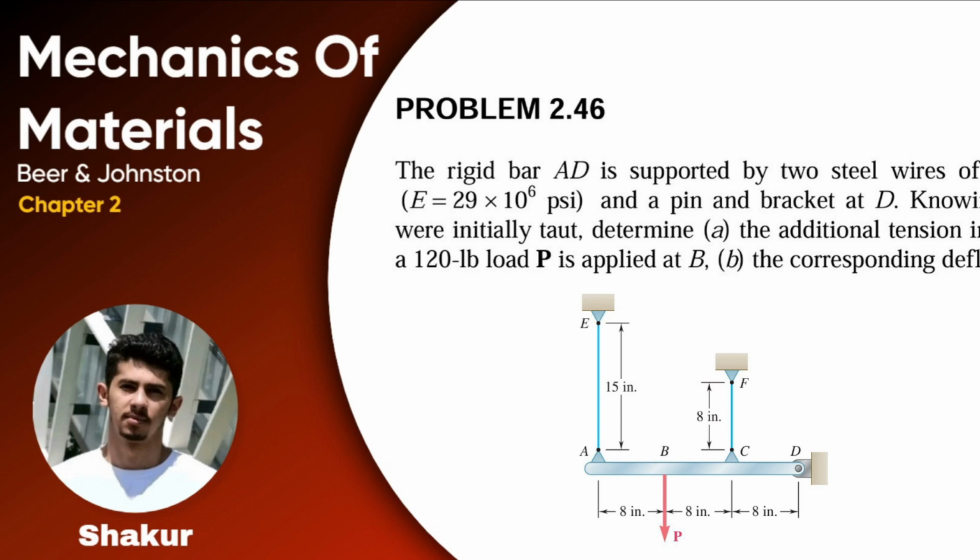Today we are tackling a classic problem in mechanics of materials involving a rigid bar AD supported by two steel wires and a pin at D. Now, here's the catch. This is a statically indeterminate system. That means the equilibrium equations alone aren't enough to solve it. We'll need to look at the geometry of deformation to find the tension in each wire. Let's dive in and see how it's done.